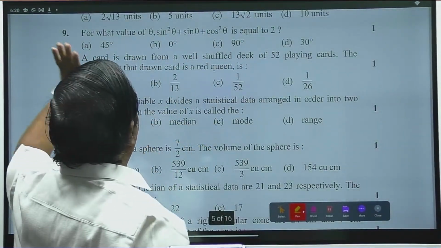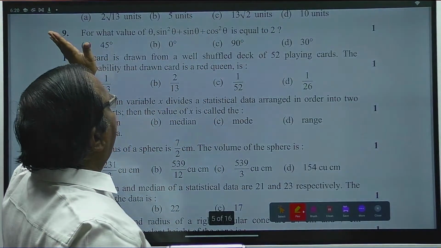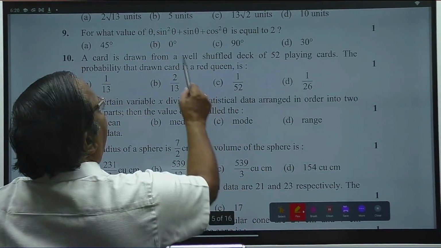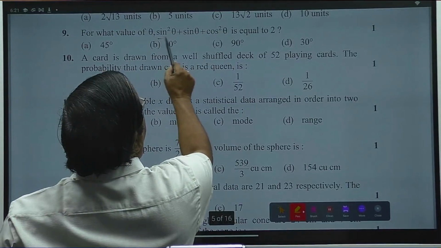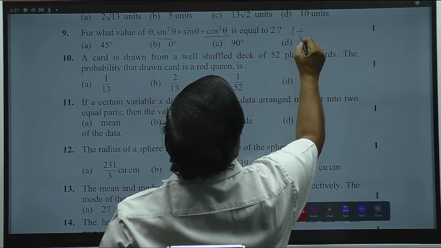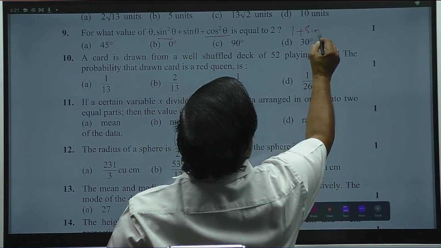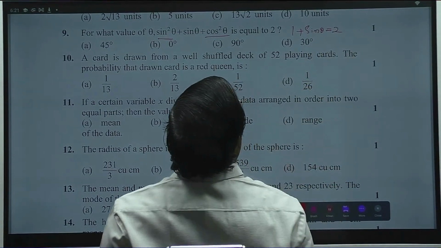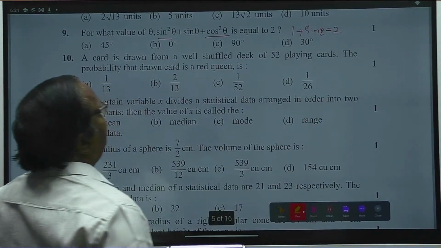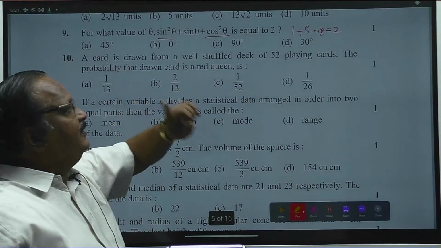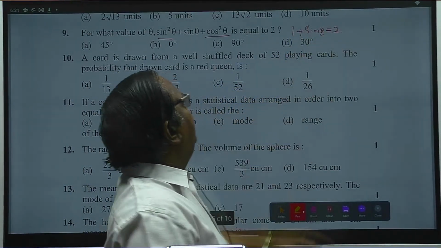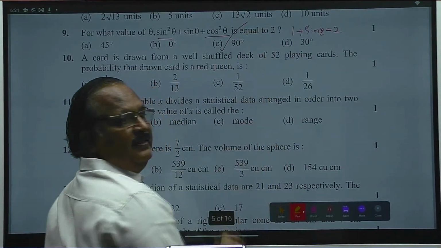So now what to do? Sin square theta plus cos square theta is 1. You can write 1, because sin square theta plus cos square theta is equal to 1. So finally it will become 1 plus sin theta, which is equal to 2. So now for what value of theta will you get 2? Sin 90 is 1. So 1 plus 1 is 2. So it should be 90.